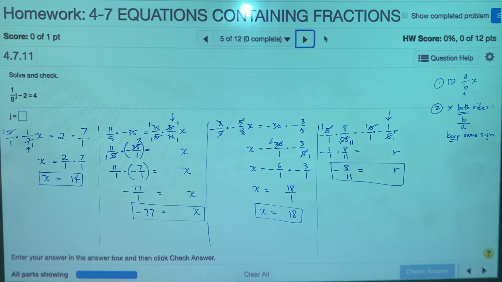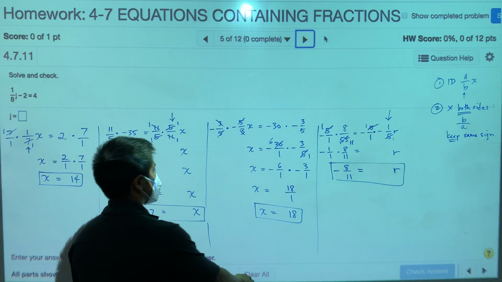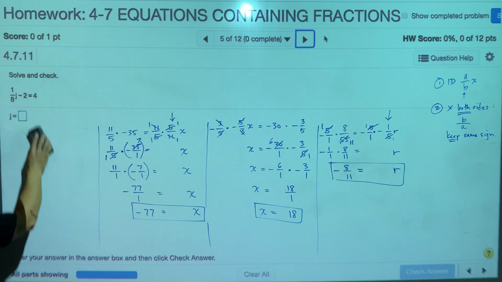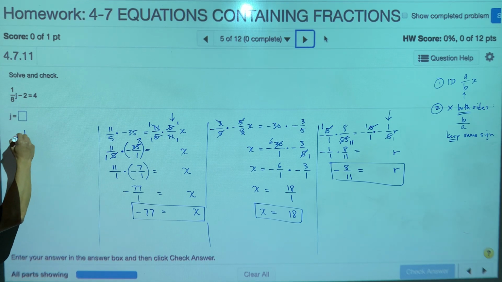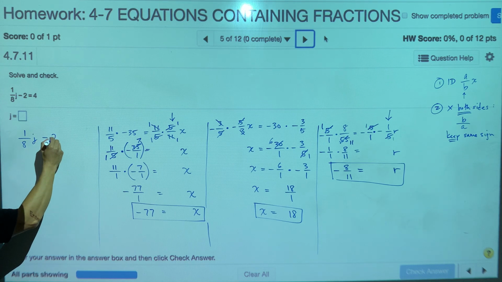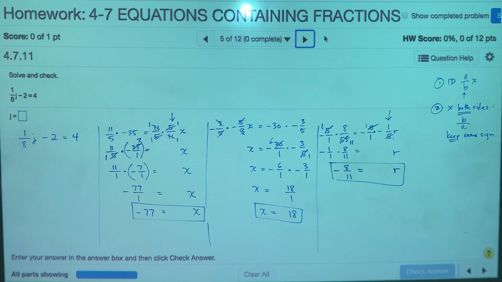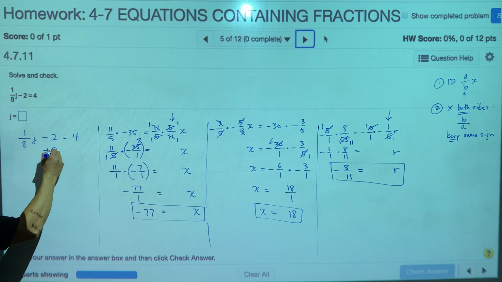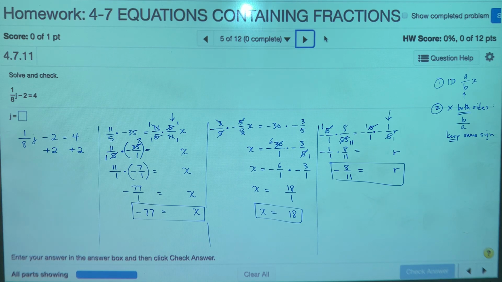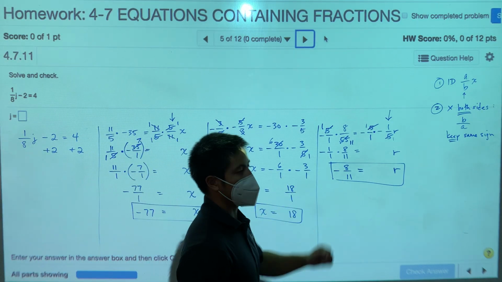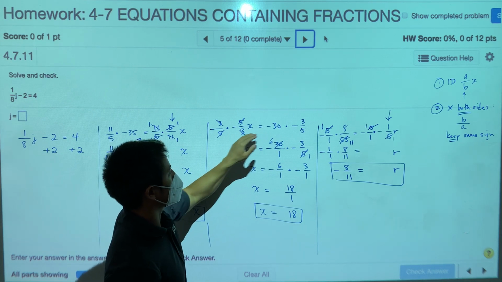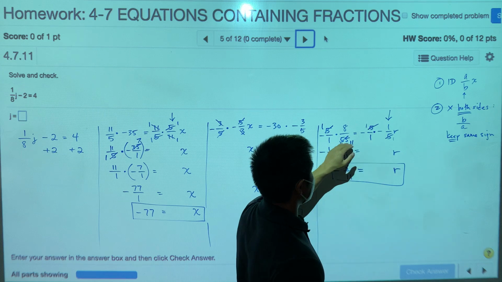Okay. Next one. Now we get into a little bit of extra combinations of things. Let's take a look. So I have 1 over 8 j minus 2 equals 4. Okay, now, if I had a regular problem from last class, we would do something first. We would add 2 to both sides, because we understood that we needed to get all the numbers on one side and all the letters on the other side. All of the previous problems, that was already done for us. The numbers were on one side, the letters were on the other.